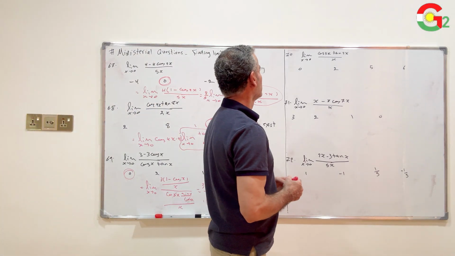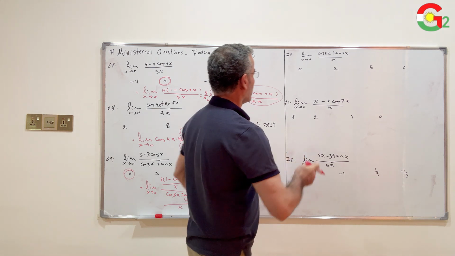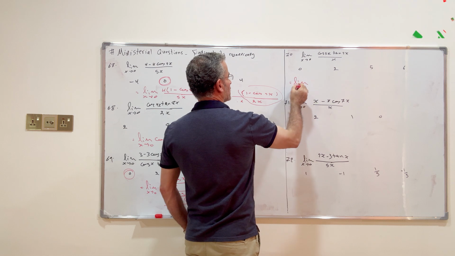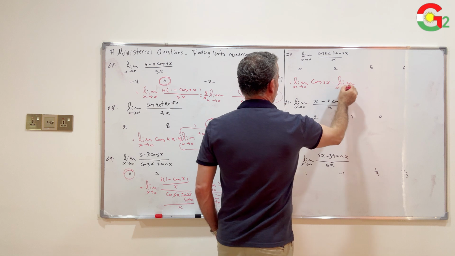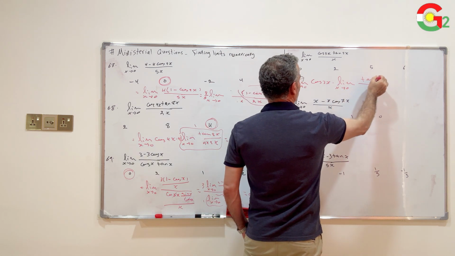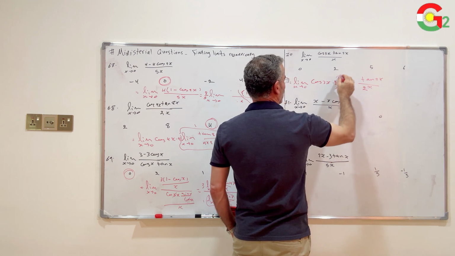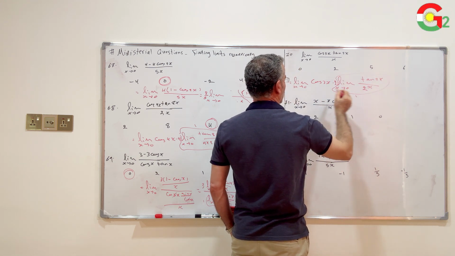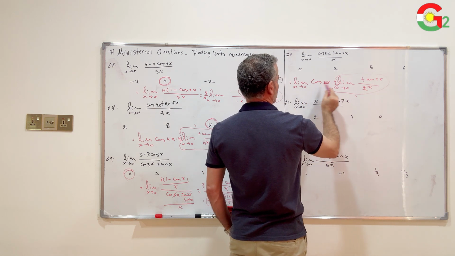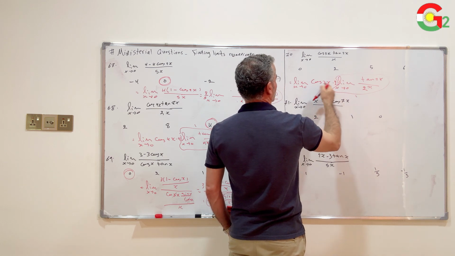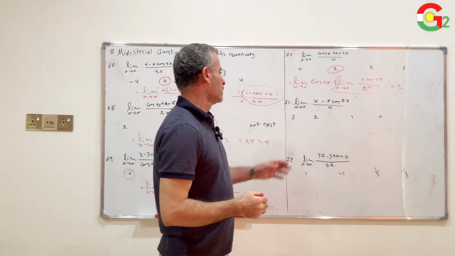Question number 70. Find the limit when x approaches 0 of cosine 3x tan 2x over x. Rewrite this limit as the limit of cosine 3x times the limit of tan 2x over x. Multiply the second limit by 2 and divide by 2. This limit is 1. 1 times cosine 3x when x approaches 0, cosine 0, 2 times cosine 0 is 1, 2 times 1 is 2. The right choice is B.